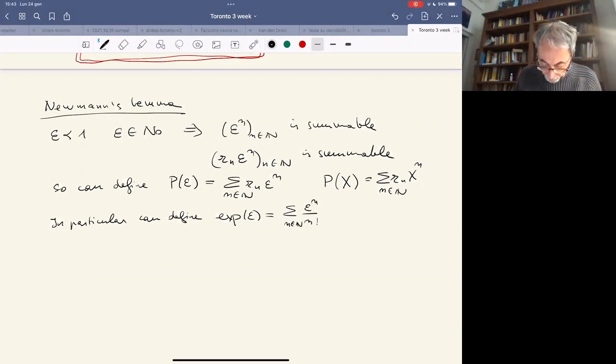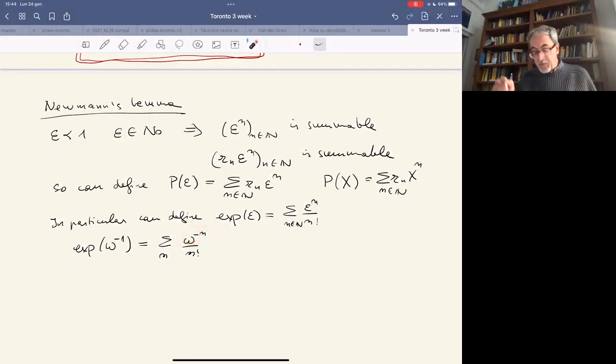So in particular, exp of one over omega: one over omega is infinitesimal, so this makes sense. The sum of omega to the minus n over n factorial. This makes sense. Why does it make sense? Because omega to the minus n is a decreasing sequence of monomials.